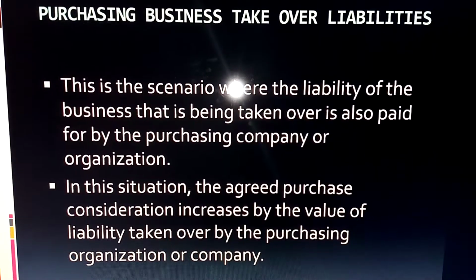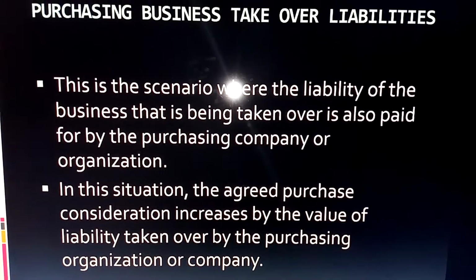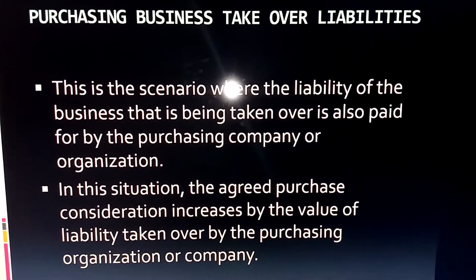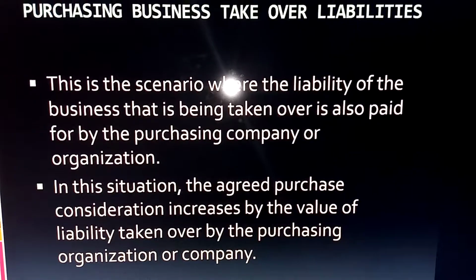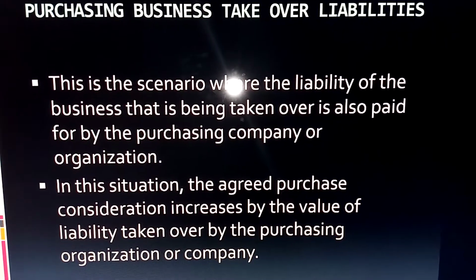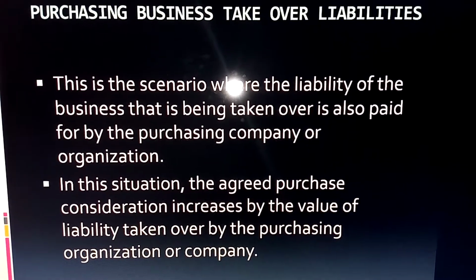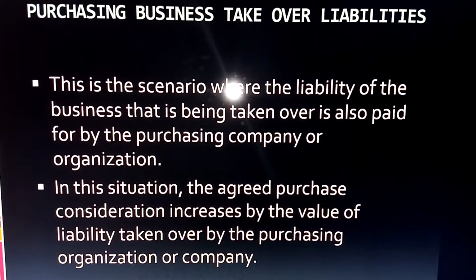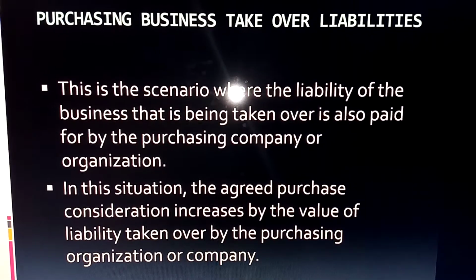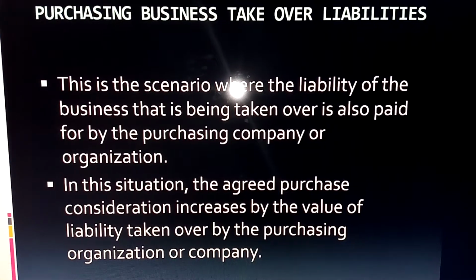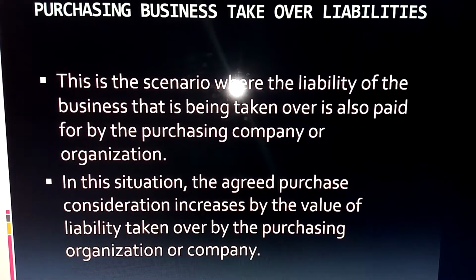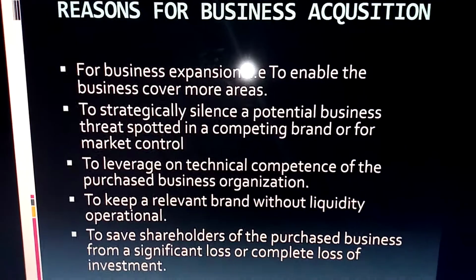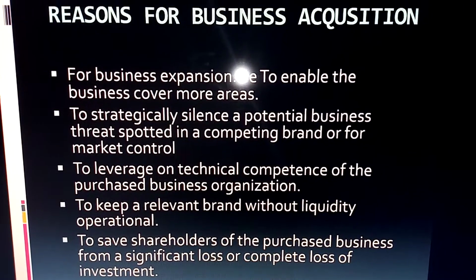So in this situation, whatever cost of liability you're taking over increases your purchase consideration. So if you have agreed that you're paying 25 million as the purchase consideration, and you're now taking over liability worth another 2 million, it means that your total purchase consideration is 27 million. So technically, the liability you're taking over increases the purchase consideration.